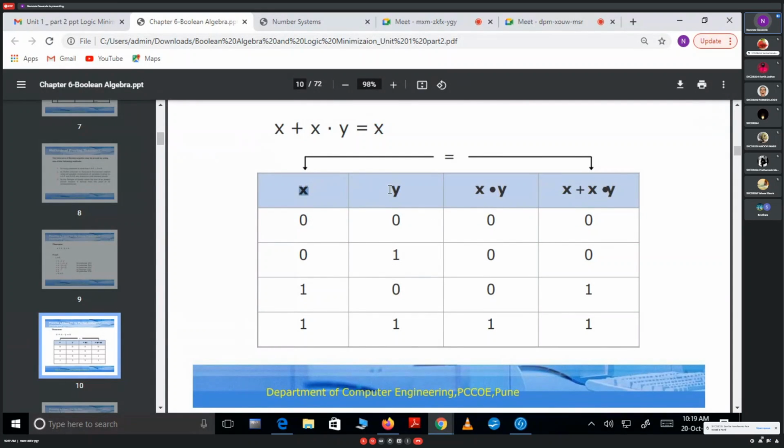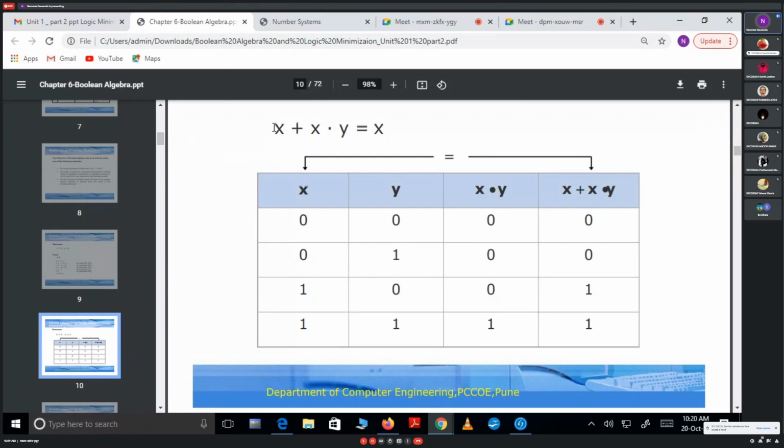Here you can see x and y. What you can understand from this particular theorem is that there are only two variables, x and y, right? Now, if there are two variables, you have to consider two bits, and for that four possible values: 0 0, 0 1, 1 0, 1 1. Now, how can you calculate x dot y? X multiplied with y, multiplication. 0, 0, 0, and 1 dot 1 is 1, right?